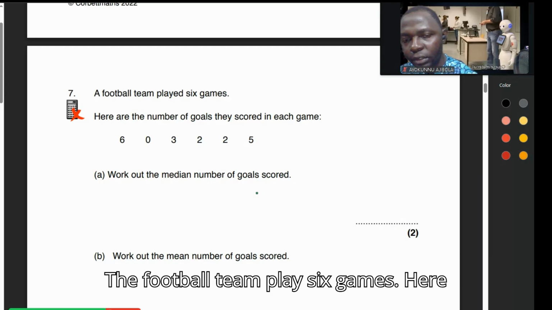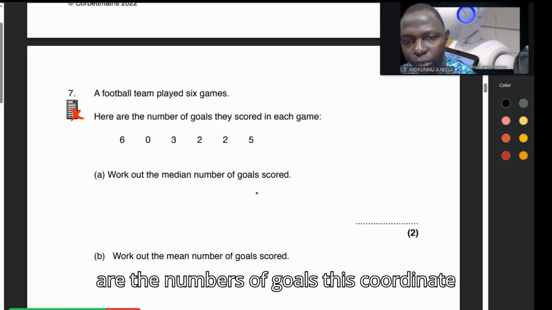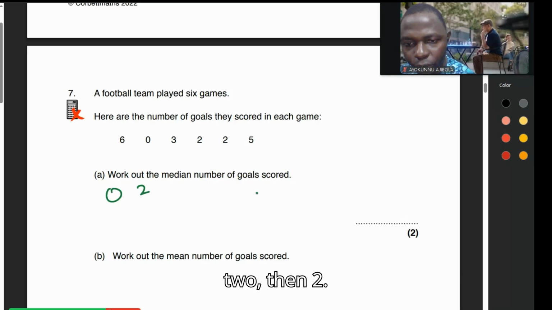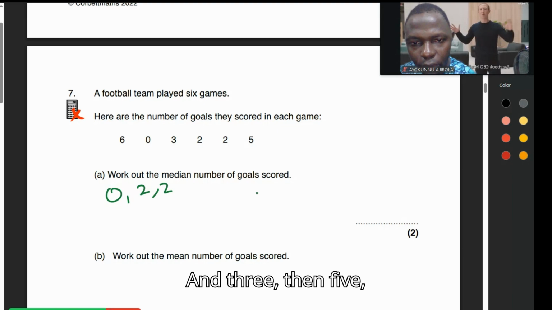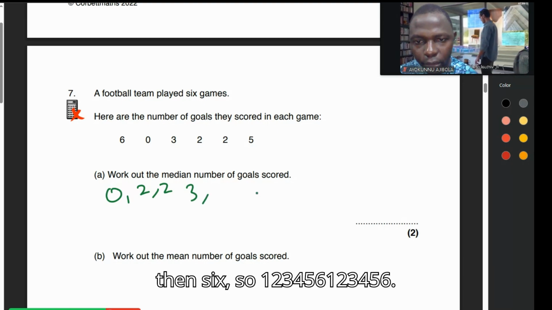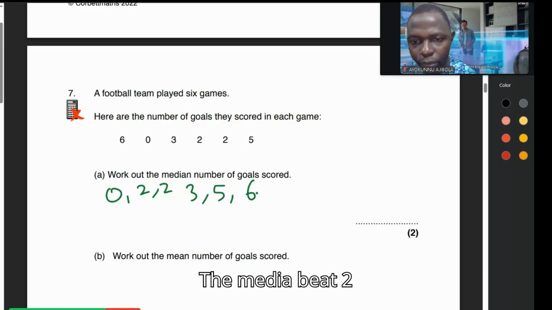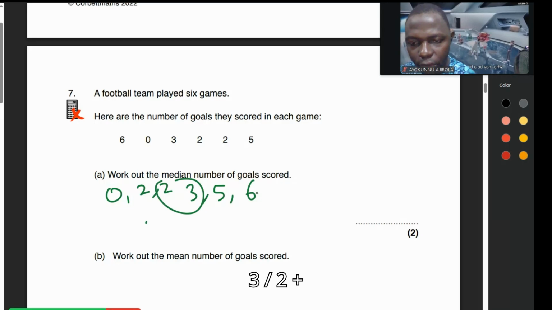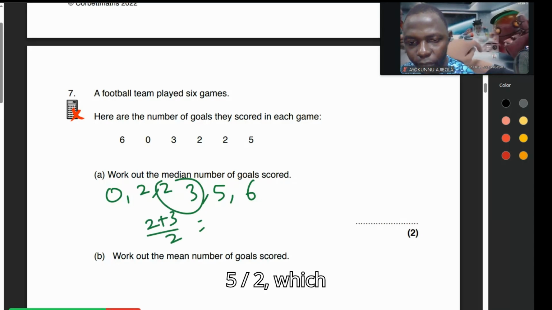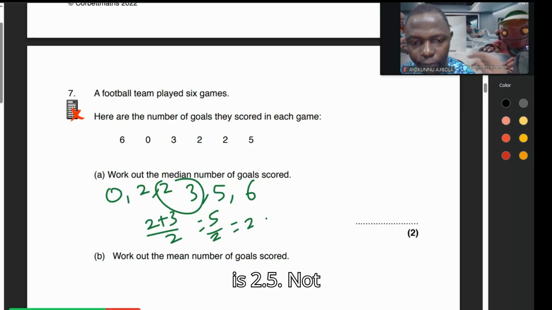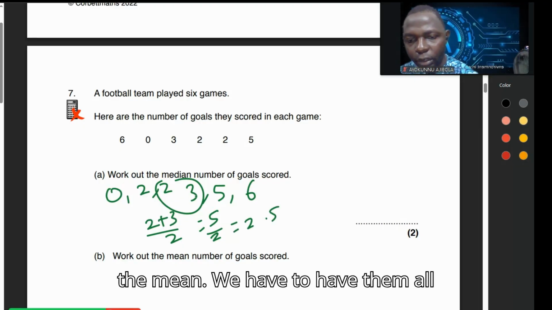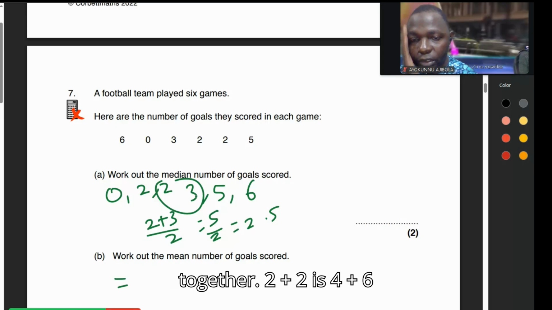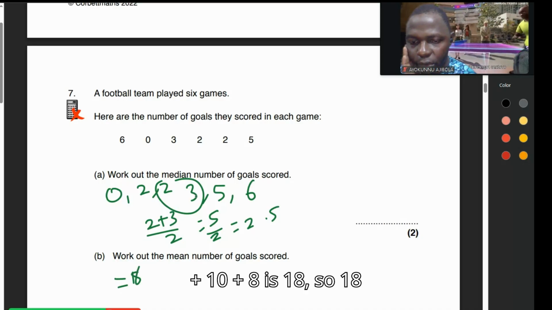A football team played 6 games. Here are the numbers of goals they scored in each game. Work out the median number. So 0, then 2, then 2, and 3, then 5, then 6. So 1, 2, 3, 4, 5, 6. The median would be the two middle numbers. That's 2 plus 3 over 2, that's 5 over 2, which is 2.5. Work out the mean. We have to add them all together. 2 plus 2 is 4, plus 6 that's 10, plus 8 that's 18. So 18 over 6.